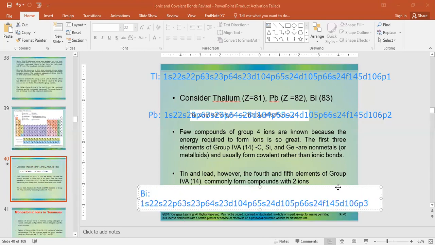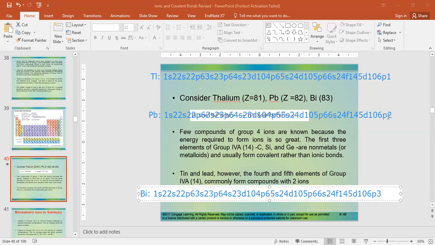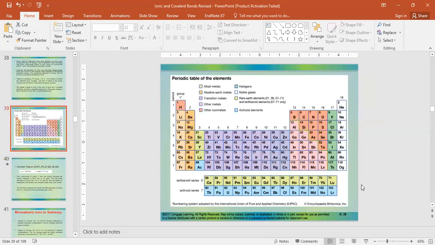So that is what we have. If you look at this electronic configuration, you realize that this is a P1, this is a P2, this is a P3. So these elements are actually following one another in the periodic table. And if I go back to that periodic table, you realize that these are the elements we are talking about, 81, 82, and 83. That's what we are talking about.